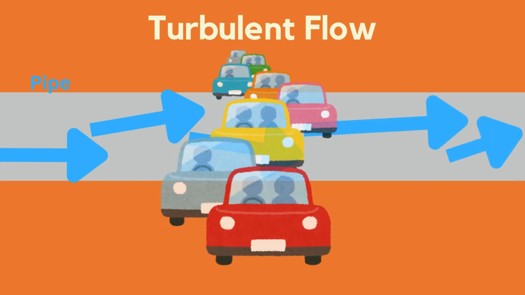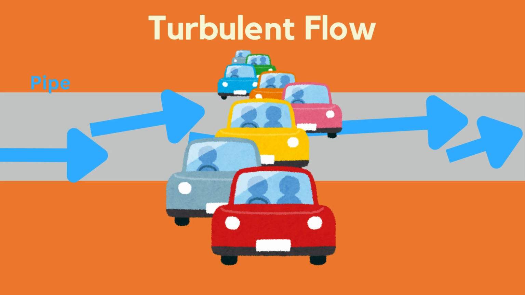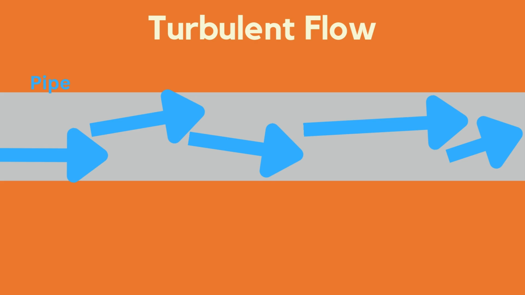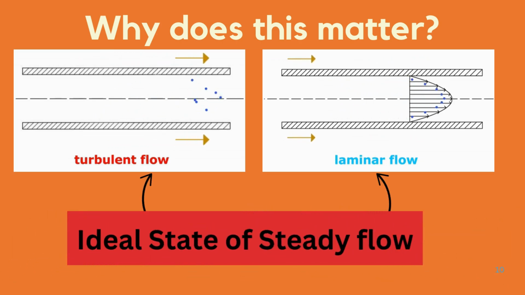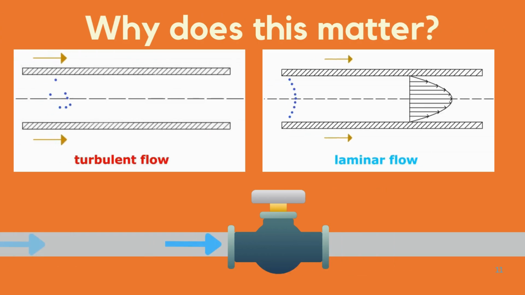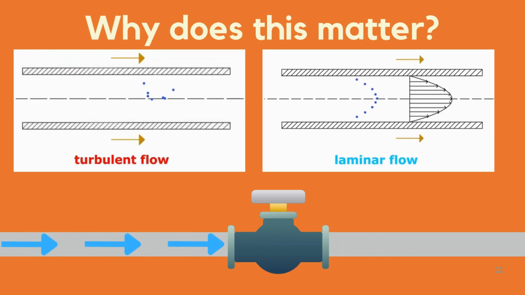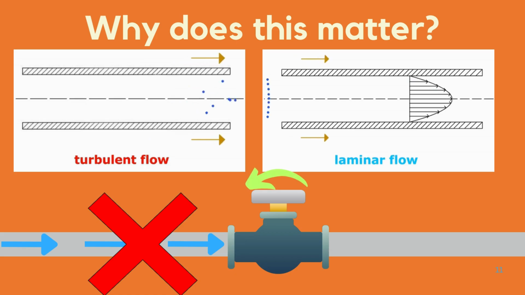It's as if traffic were congested, with cars weaving in and out unpredictably. Turbulent flow also usually occurs at higher velocity compared to laminar flow. However, it's important to note that laminar and turbulent flow represent an ideal state of steady flow. In real-life situations, however, fluid flow is often disrupted, especially when valves open and close quickly.